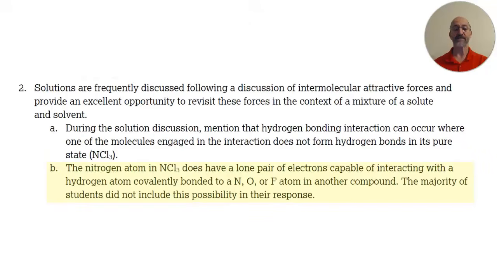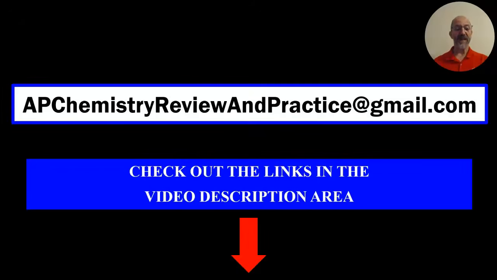and it can serve as a hydrogen bond acceptor. All right, well, hopefully all of that advice from the 2022 AP Chemistry exam, question 4, part B, was helpful, talking about solutions and careful word choice and language. So now we have come to the end of this lesson.